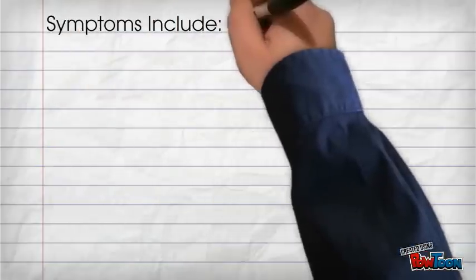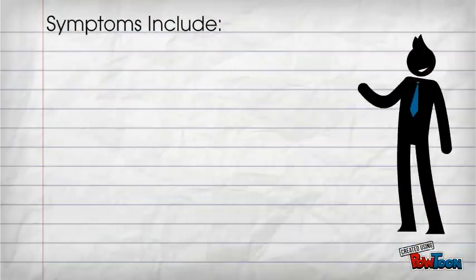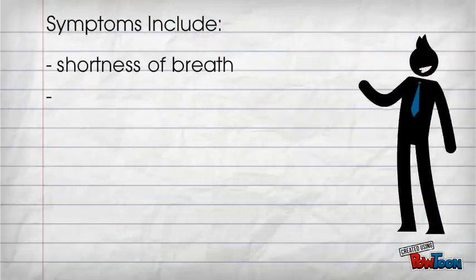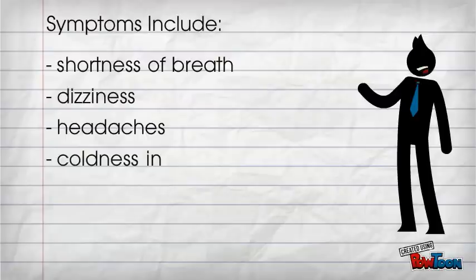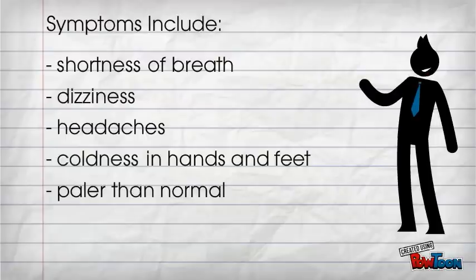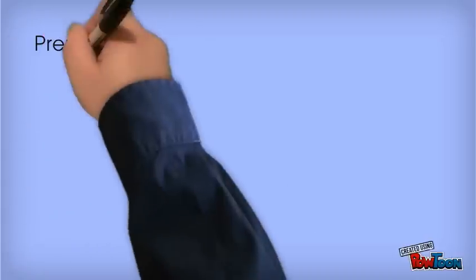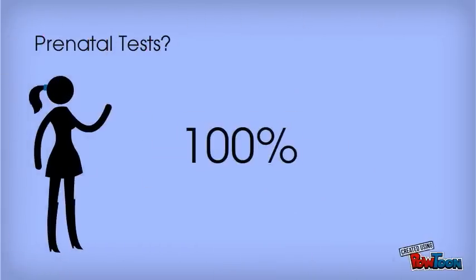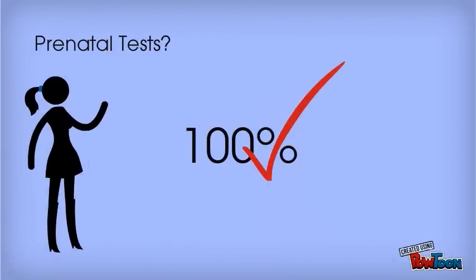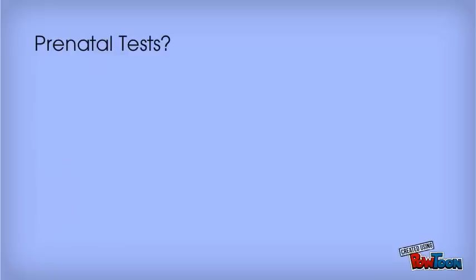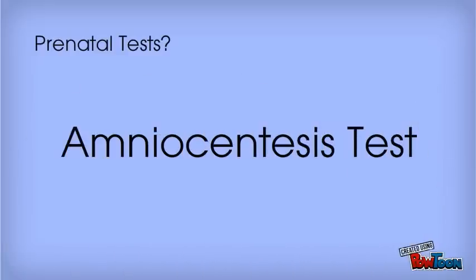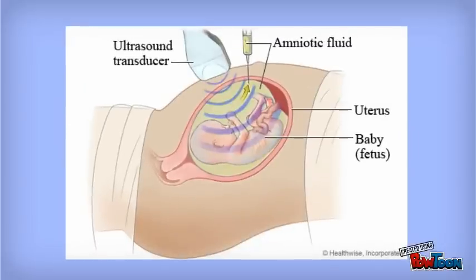Symptoms of sickle cell anemia include shortness of breath, dizziness, headaches, coldness in hands and feet, paler than normal skin or mucous membranes, and jaundice. There are prenatal tests to be taken. To know 100% that the baby has the disease, you would need to get an Amniocentesis Test. In this, the amniotic fluid surrounding the fetus is tested for any traces of hemoglobin S.